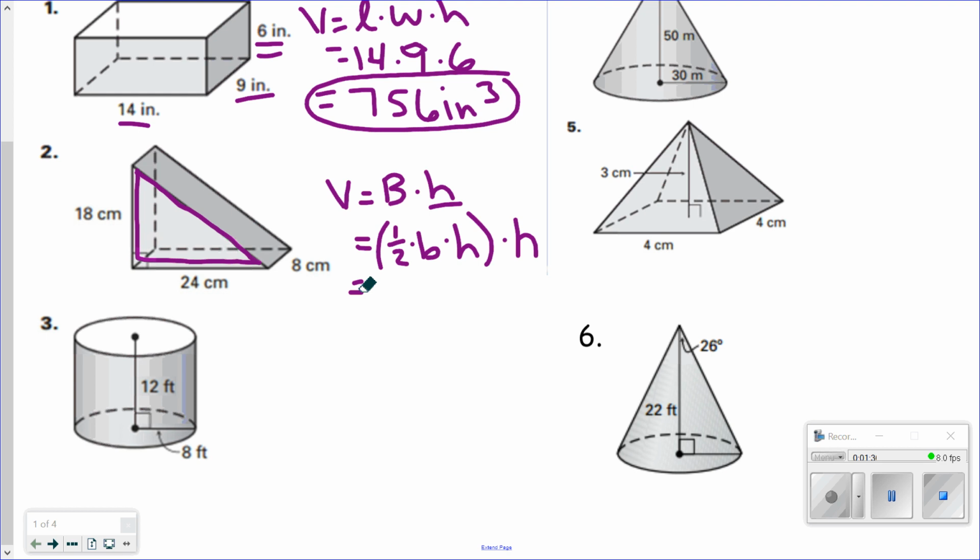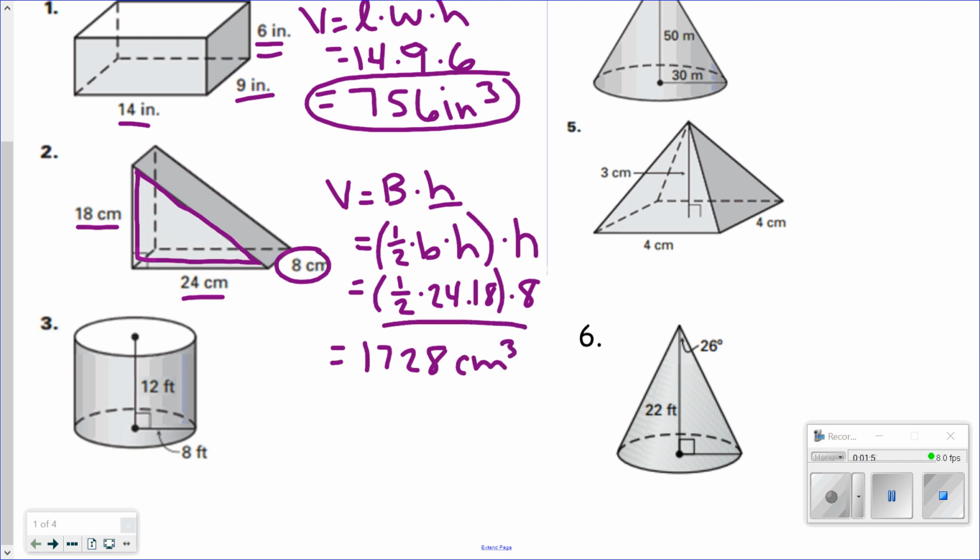All right, so we are looking at our triangle. We see that the base is 24 and the height is 18 of the triangle. So 1/2 times 24 times 18 times the height of our prism, which is 8. Plug that right into your calculator and you get 1,728. We are in centimeters, so centimeters cubed.